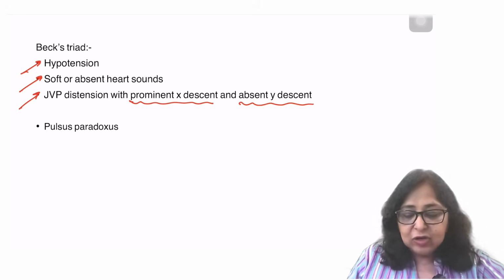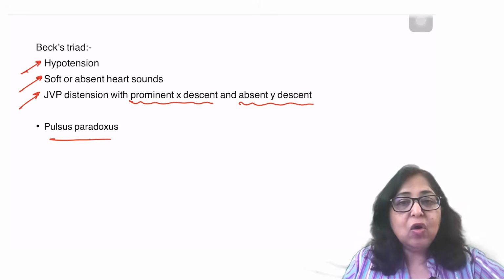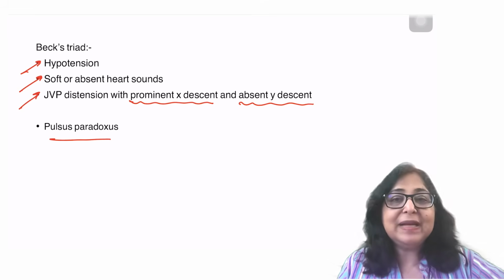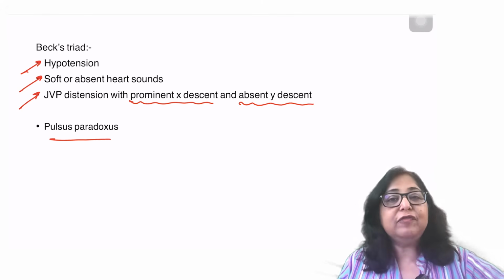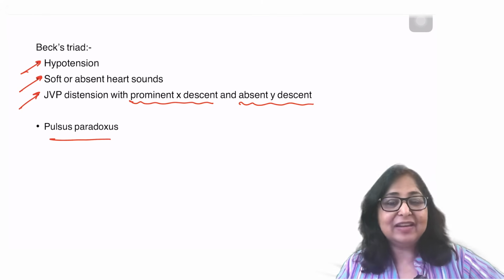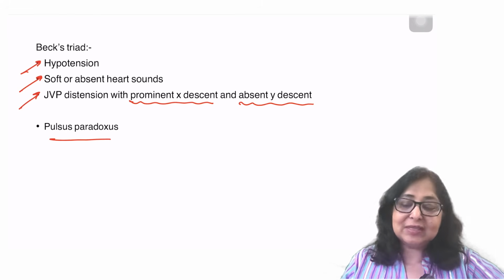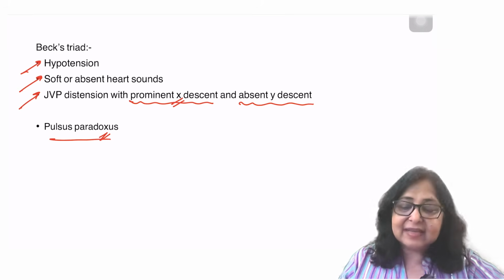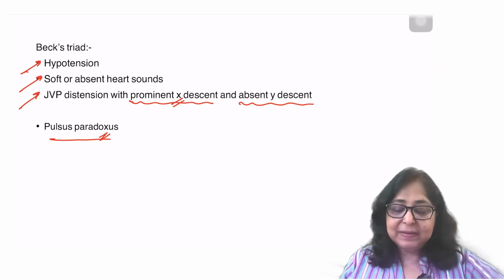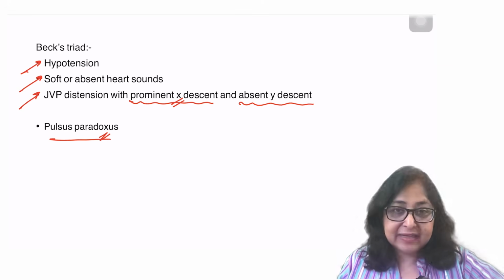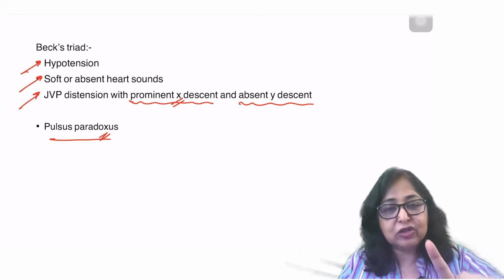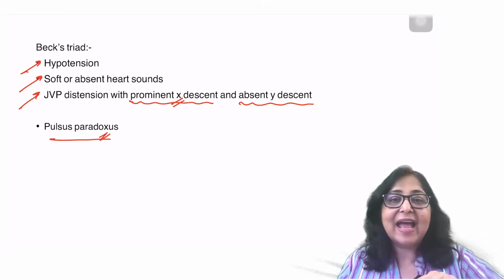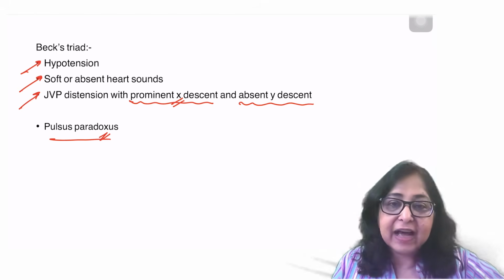There is also a pulsus paradoxus. What is pulsus paradoxus? Normally, there is a fall in the systolic pressure during inspiration, but this fall should be less than 10 millimeters of mercury. If the fall in systolic pressure is more than 10 during inspiration, we call that pulsus paradoxus. So pulsus paradoxus, along with a prominent X descent and an absent Y descent, will be seen in cardiac tamponade. But the Beck's triad actually is hypotension, soft or absent heart sounds, and a prominent X descent and an absent or a blunted Y descent.